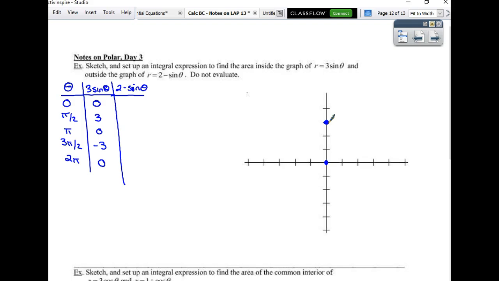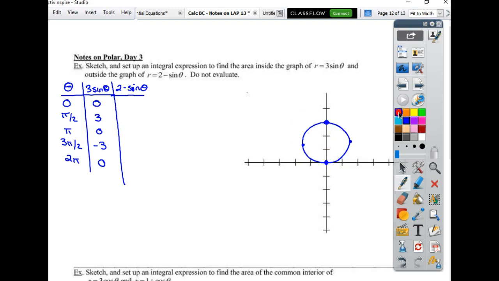What does the graph of 3 sine theta look like? It's a circle that has a diameter of 3 that's on the y-axis. And this is one of the shapes that you really kind of just need to know. I wish there was a better way to tell you that. But this is one of the shapes we really need to know. And when you get a shape that does that, it's a circle that is going to go through there.